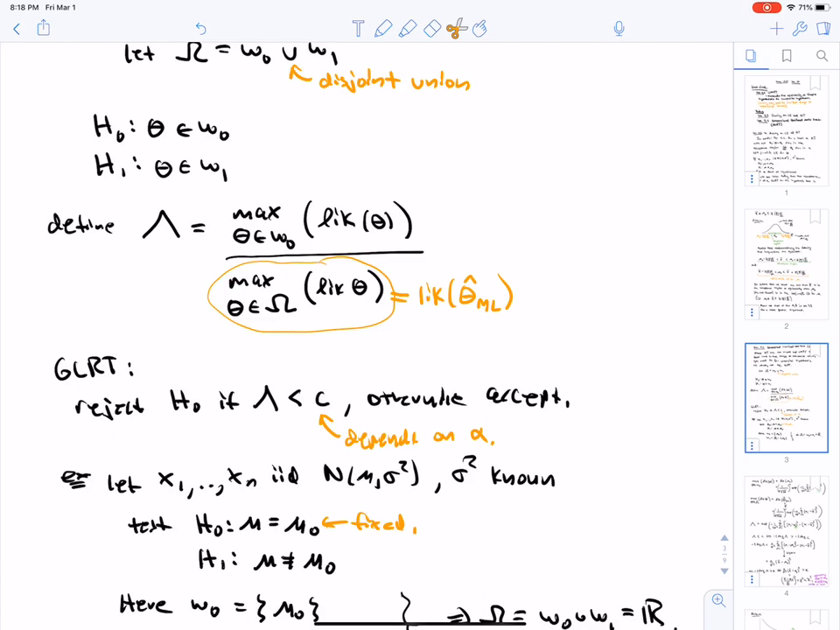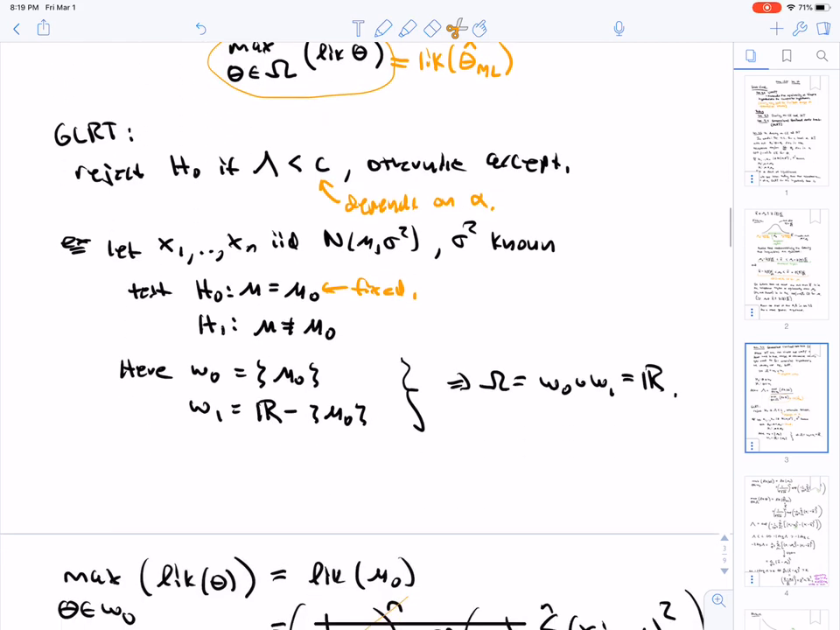So the generalized likelihood ratio test makes sense, right? Because you would reject if the numerator of lambda is small relative to the denominator. Because if the null is true, the numerator would be large. So let's see an example. So say x1 to xn is IID normal with sigma squared known.